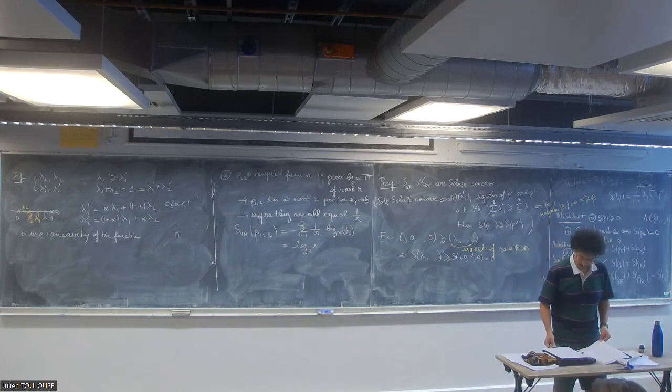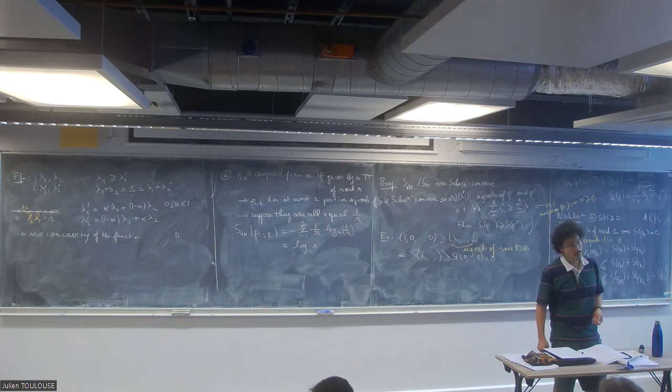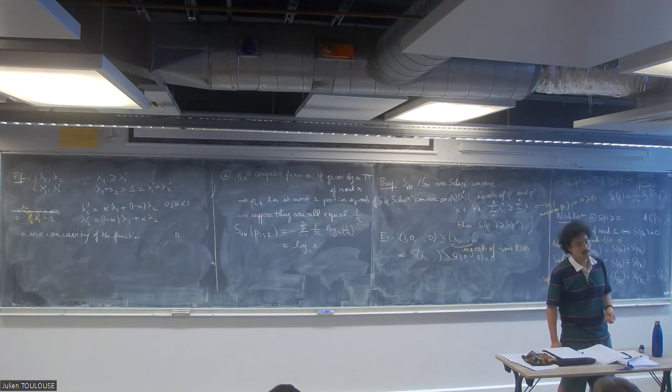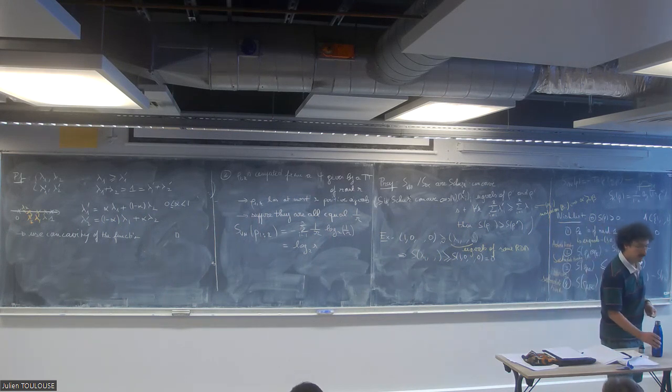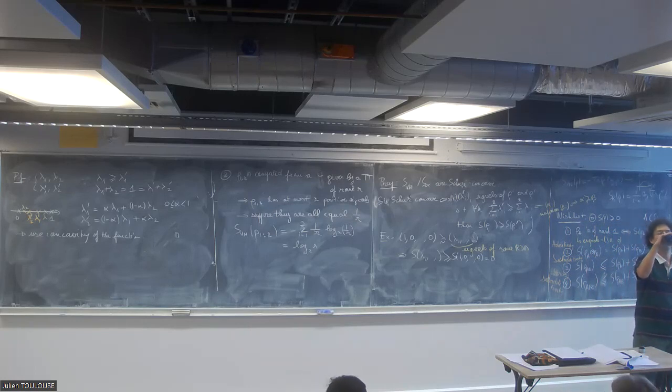But this is a unique one eigenvalue, which is 1 minus the other. So the von Neumann entropy of lambda 1, lambda 2 is, I think, the binary entropy: minus x log x minus 1 minus x log 1 minus x.